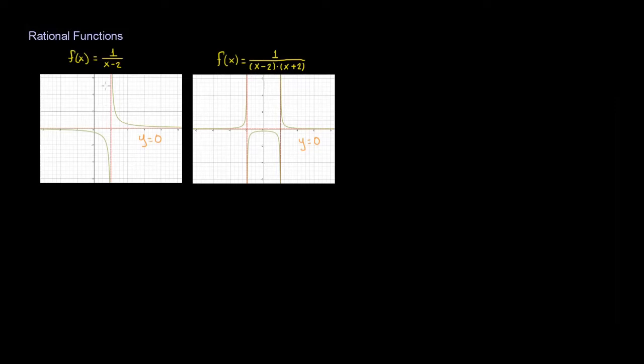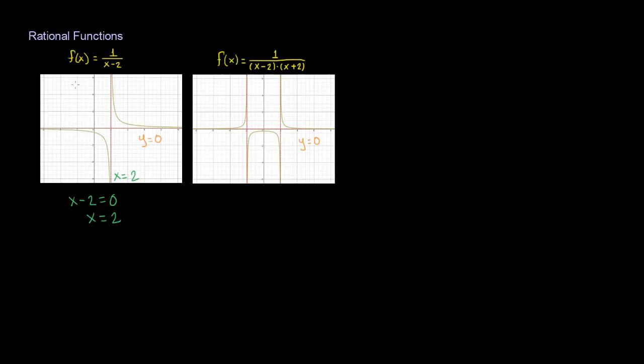We have that this function 1 over x minus 2 has only one vertical asymptote. This vertical asymptote is x equal to 2. We got this vertical asymptote just by taking the denominator here, x minus 2, and equalizing it to 0, and then we solve for x. So we got that x is equal to 2, and that's the way we found this vertical asymptote.